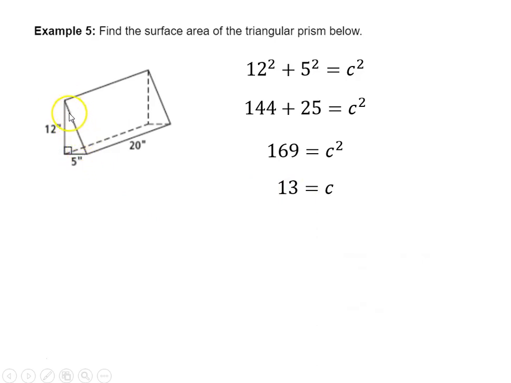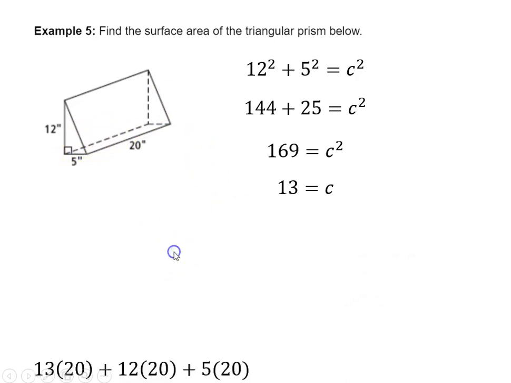So therefore, the area of this rectangle, that's a 13 by 20, is 13 times 20. The rectangle on the bottom is going to be 5 times 20. And this rectangle on the back side is going to be 12 times 20. So we have those three areas there. We're going to need each of those, and then we'll have to find the area of the two triangles.